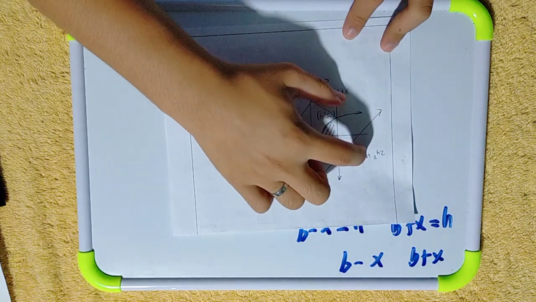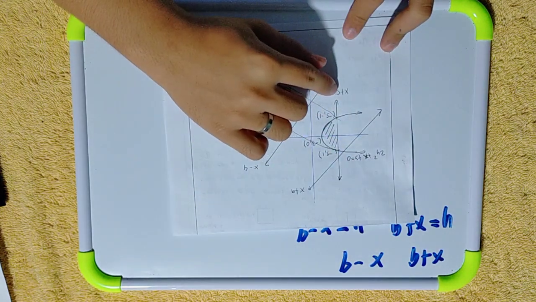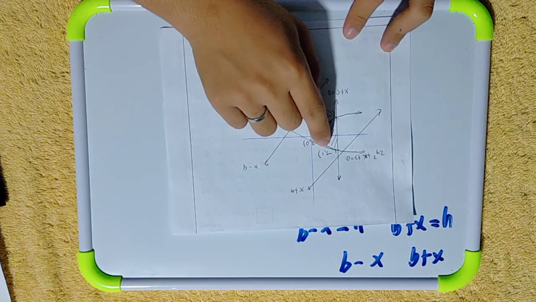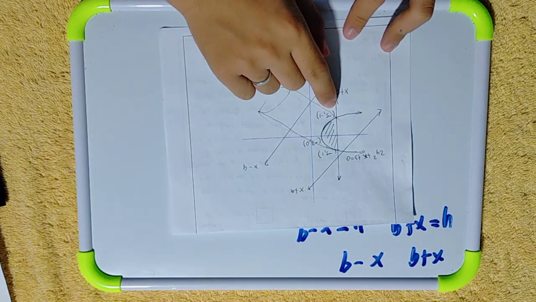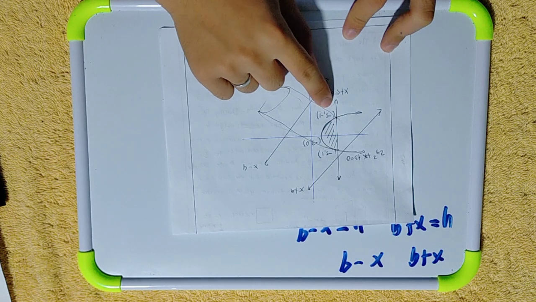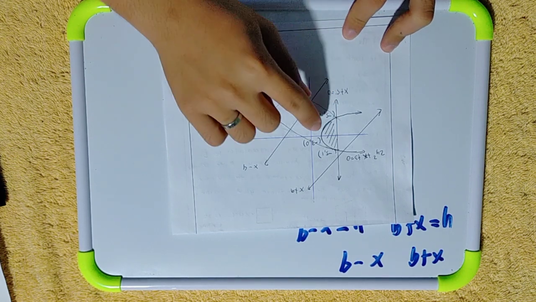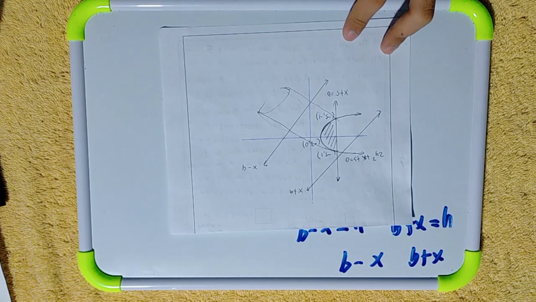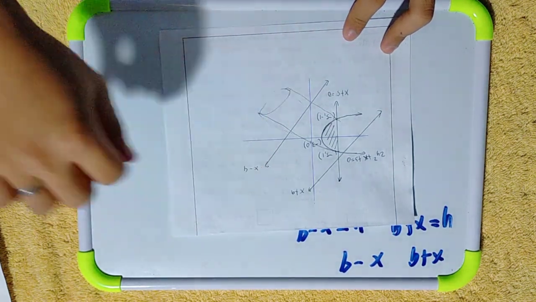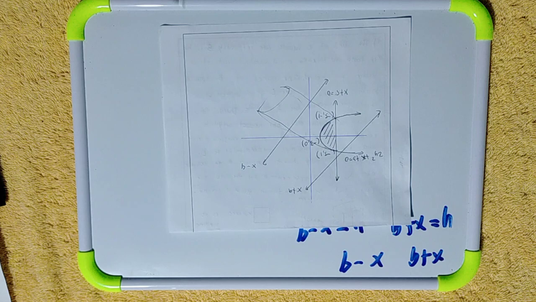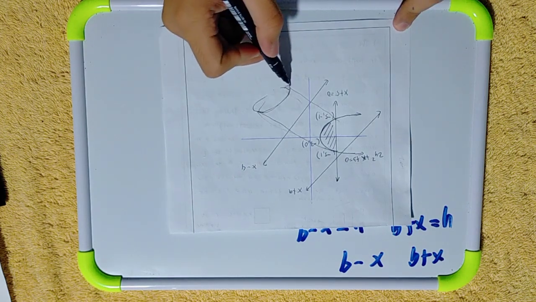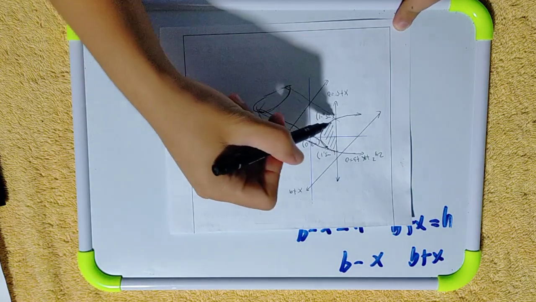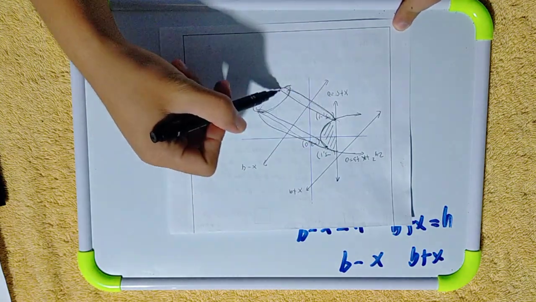I-equate lang natin to. Or simply, input lang natin yung value ni x. And then, makukuha natin is negative 5 plus 1. And then, yung isa pang point of intersection is negative 5 minus 1. And then, yung ating vertex is negative 3, 0. So, kung i-rotate natin siya sa line na to, magkakaroon ng parang ganyan na figure.